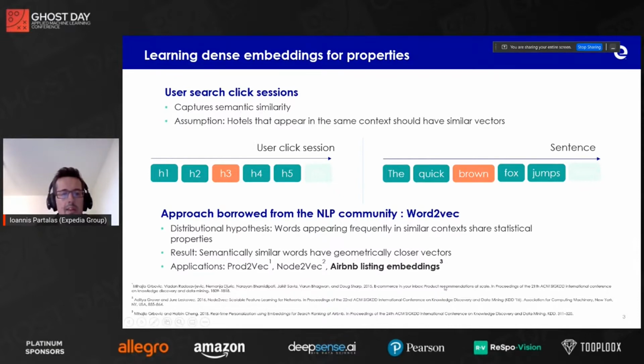There are multiple applications, as you can see in the different citations here, in other use cases like Prod2Vec and Node2Vec, which use the same idea on a graph, as well as Airbnb listing embeddings. You can take a look at these works if you're interested.